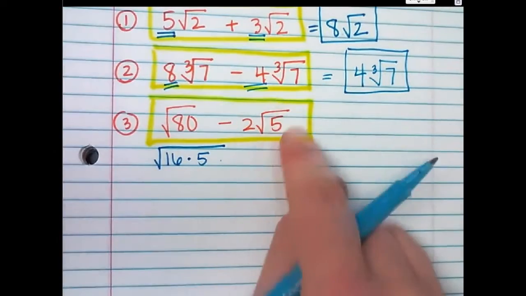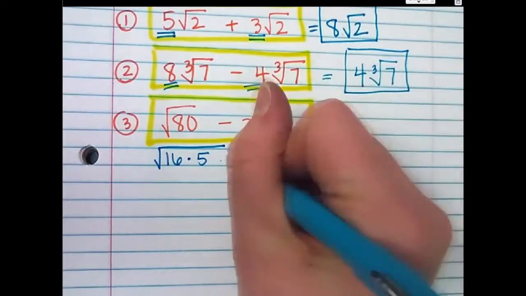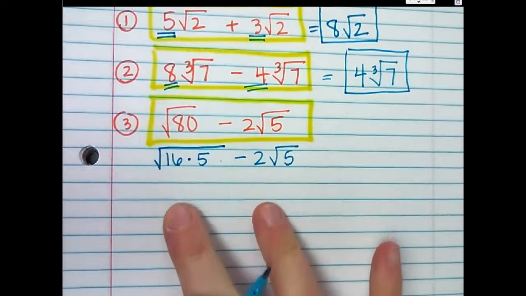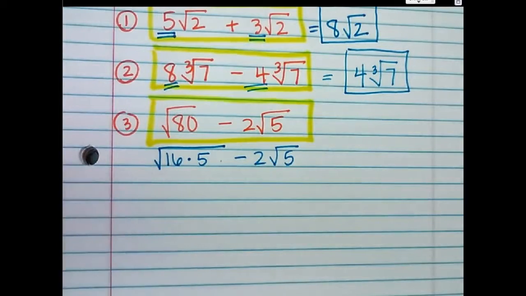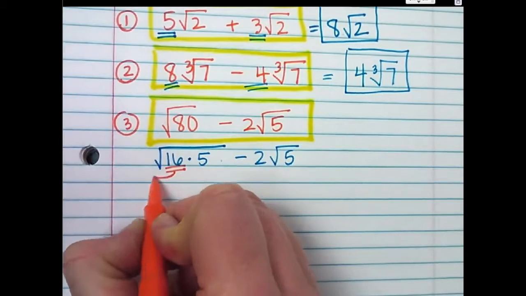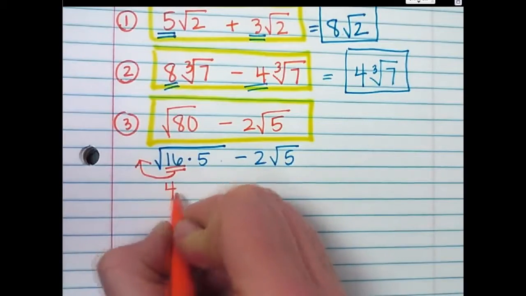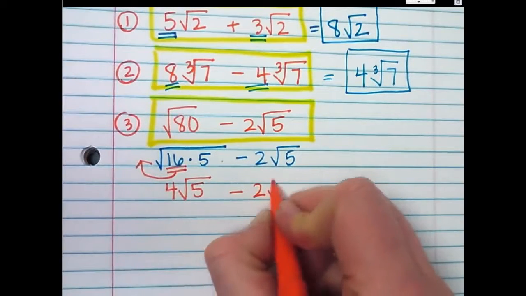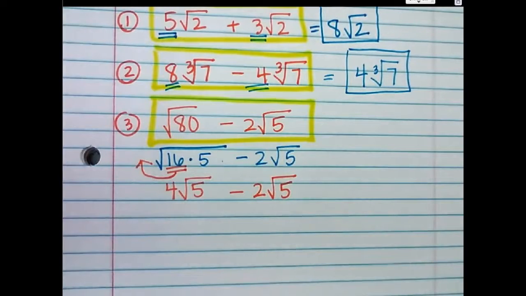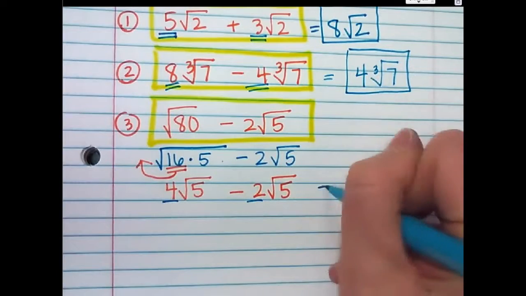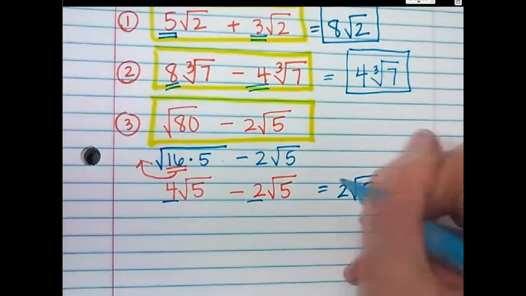Can I simplify this square root of 5? No, so I just leave it. Minus 2 square root of 5. So I just work my way down like this, simplifying as I go. What is the square root of 16? 4. So it comes on the outside. And I get 4 square root of 5 minus 2 square root of 5. Now they're the same, square root of 5 and square root of 5. So what's my final answer? That's it, 2 square root of 5.